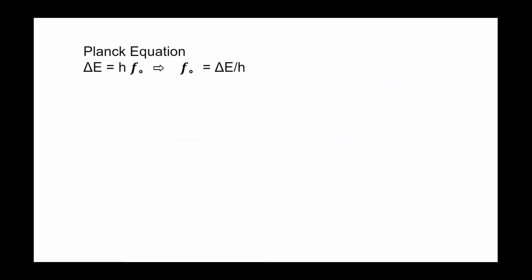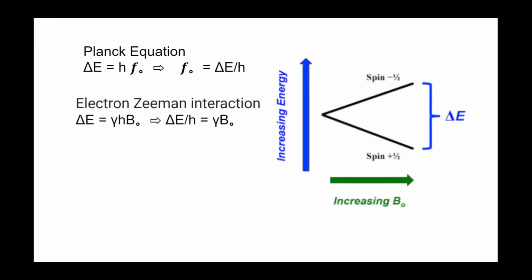We know from Planck's equation that the energy of a photon is related to its frequency. Also, Peter Zeeman showed that the energy difference between two spins is proportional to the magnetic field that they are in. So the stronger the field, the greater the energy differences between them. Now, if you rearrange these equations and combine them, you end up with this strange result.